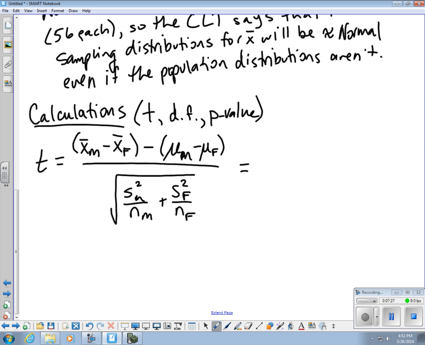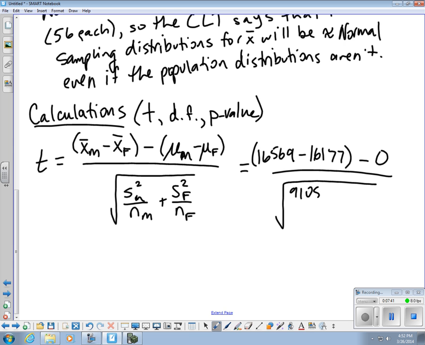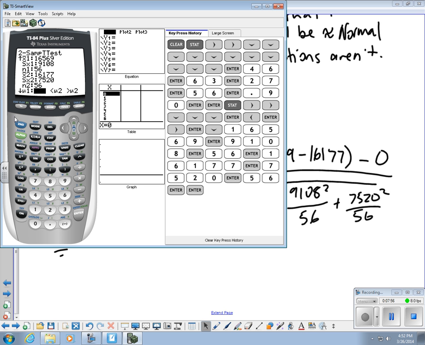Plugging in what we know from the problem. Those are our sample values. 0 is our null hypothesis value. But rather than crunching that all into my calculator, I'm just going to go to the calculator and choose the 2-sample t-test. Just going back up to show you what I input here.